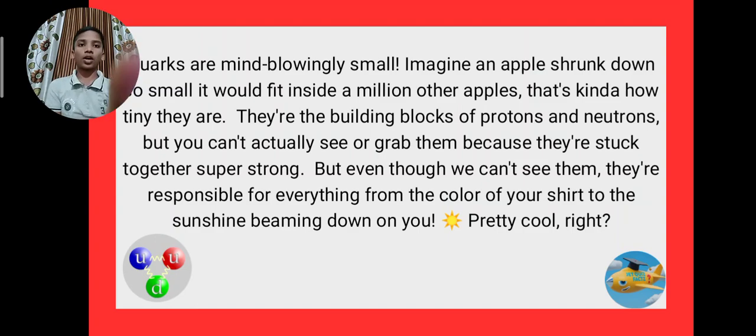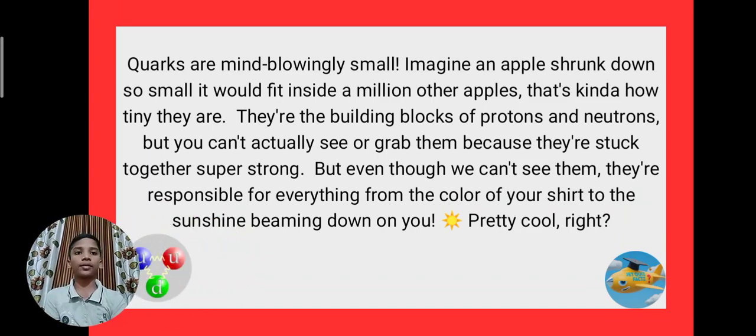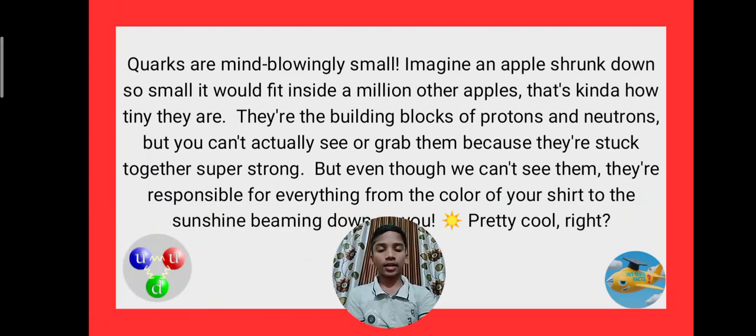Quarks are mind-blowingly small. Imagine an apple shrunk down so small it would fit inside a million other apples. That's kind of how they are. They're the building blocks of protons and neutrons, but you can't actually see or grab them because they're stuck together super strong. But even though we can't see them, they're responsible for everything from the color of your shirt to the sunshine beaming down on you. Pretty cool, right? Here is an image of quarks, and quarks are of various types.